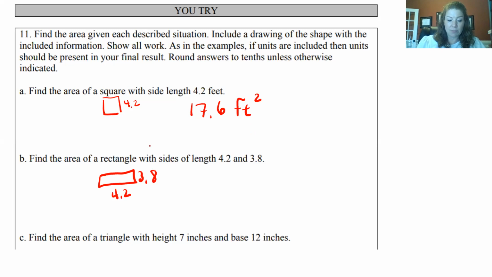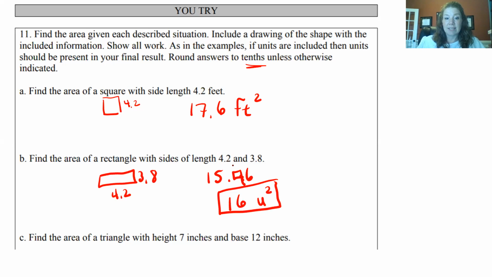4.2 times 3.8 is 15.96. So if I'm rounding to the nearest tenths, that 6 will turn that 9 into a 10. And the 10, I would carry the 1, so it would be about 16 units squared. It tells me to round to the tenths place.